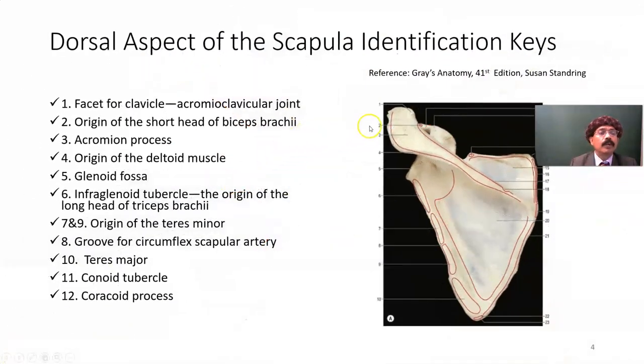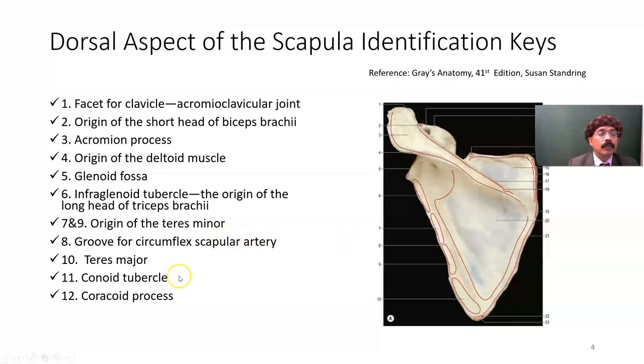Just match the number with the structure. Number 2 is the origin of the short head of biceps brachii, from the tip of the coracoid process along with the coracobrachialis. Number 1 is the facet for the clavicle, for articulation with the clavicle to form the acromioclavicular joint, an example of a plane synovial joint.